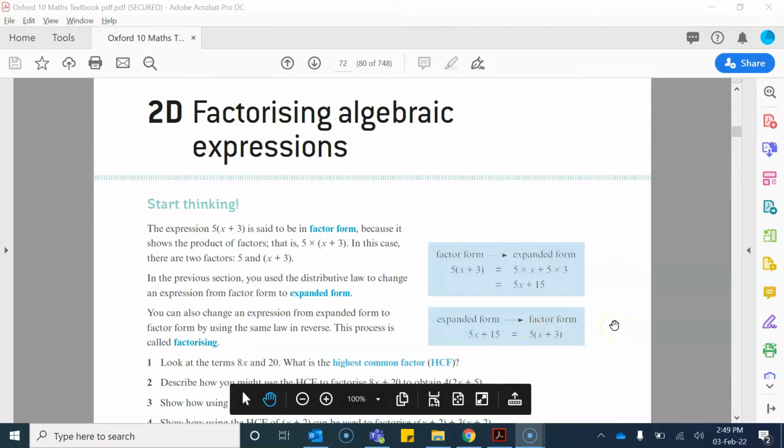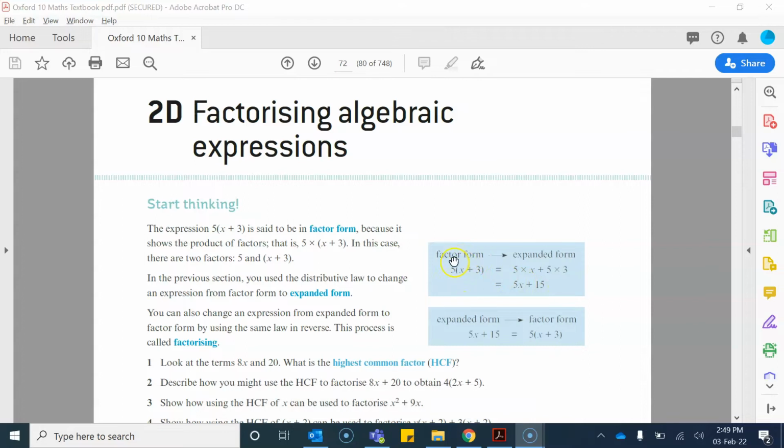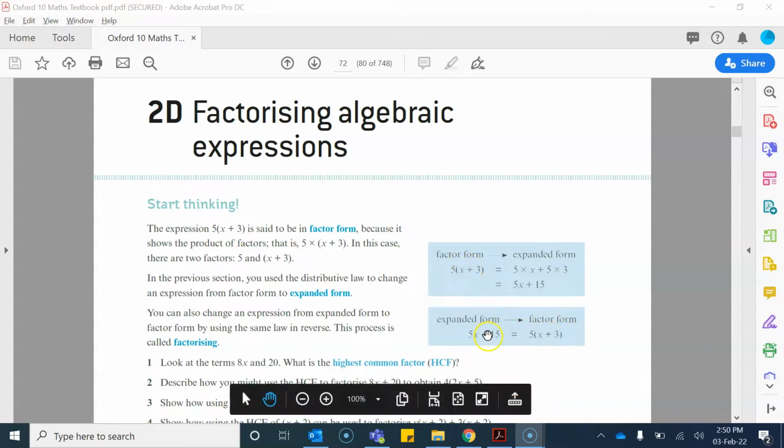expressions in factor form. So you can see here we have initially in factor form 5 times the expression x plus 3. Now we use the distributive law to expand the brackets and therefore write it as 5x plus 15. Now if I wanted to go from 5x plus 15 into factor form, so now I'm going back to what I originally have, how do I do it?